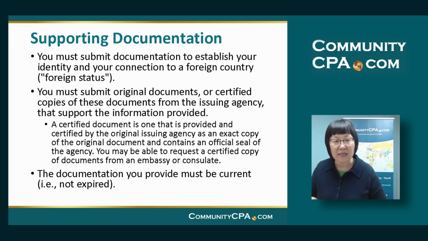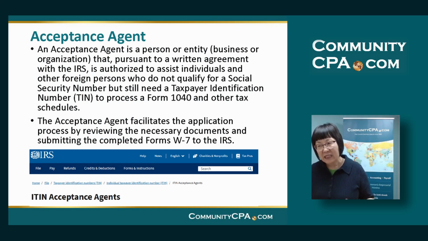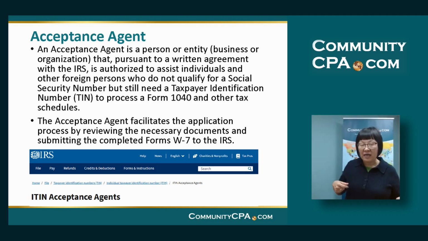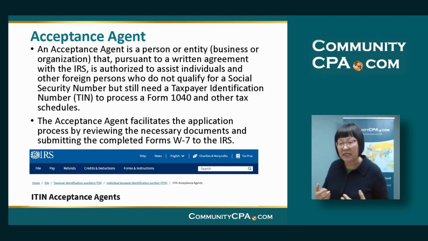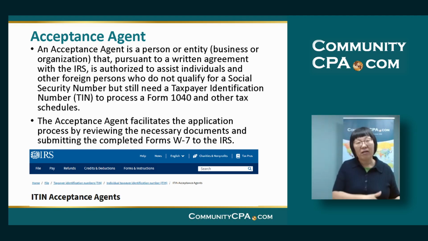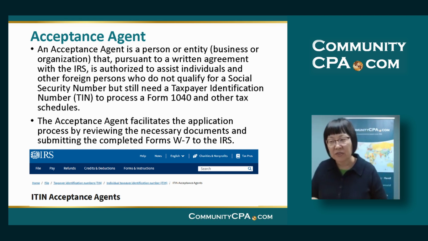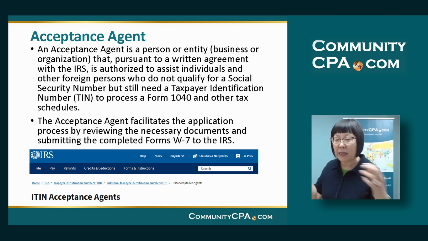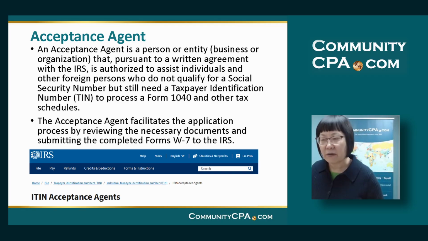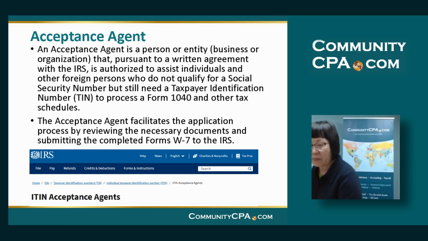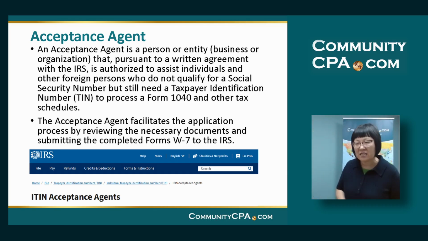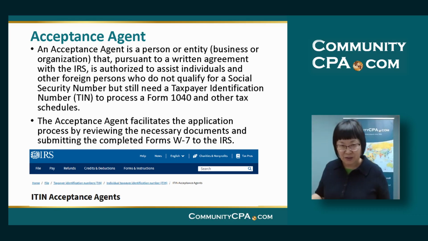So now, this is the concept I want you to know. It is the acceptance agent. Basically, an acceptance agent is a person or entity, like maybe Yin, or maybe Community CPA, right? Yin is an individual, Community CPA is the entity. Community CPA is actually an acceptance agent. So we are authorized by the IRS by going through procedures, right? The IRS has procedures, and we have to agree to certain things and be trained on certain things. Then the IRS says, okay, you're authorized to assist individuals and other foreign persons who do not qualify for a Social Security number, but still need a taxpayer identification number to process Form 1040 or other schedules, you see?